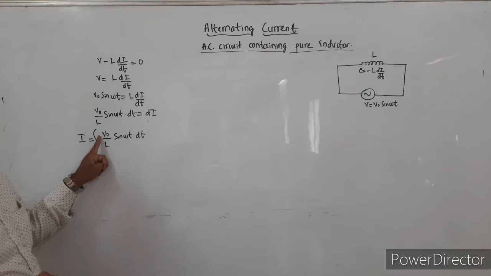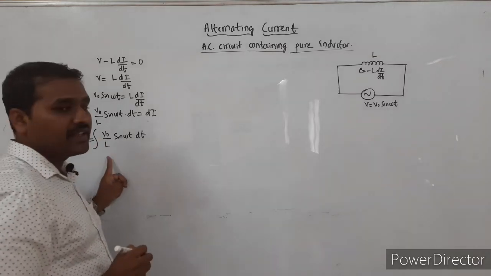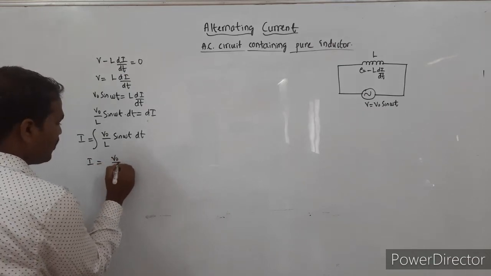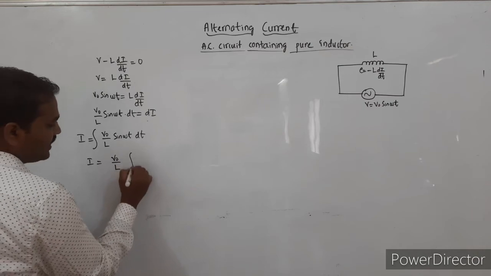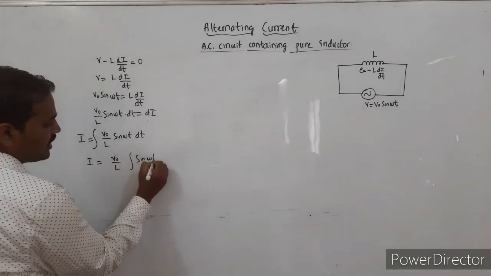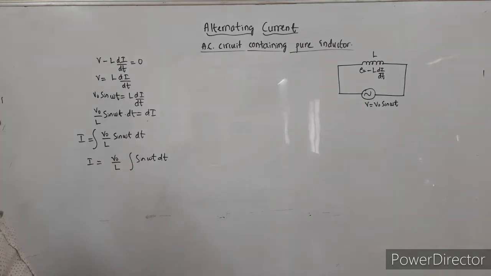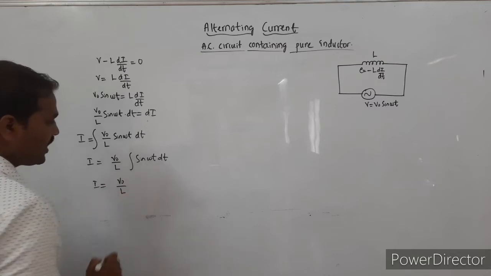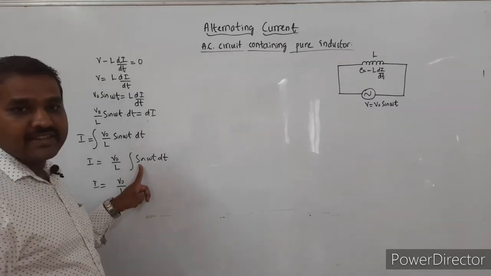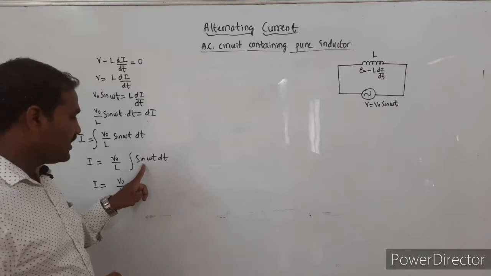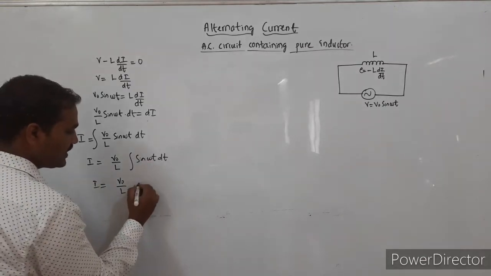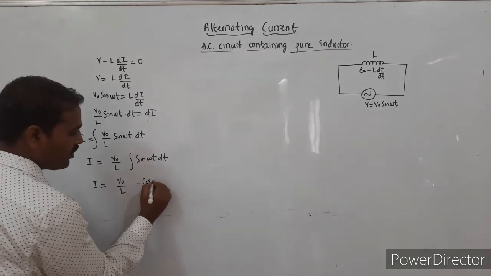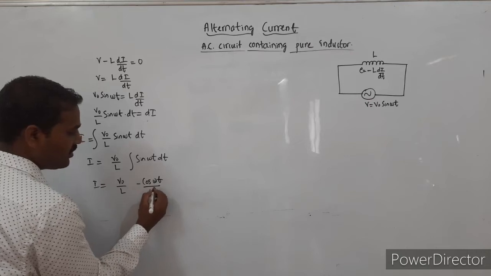We know V naught is the peak value of voltage and L is the inductance of the coil. Those are constants, so I can take them outside. I = V naught divided by L times the integration of sin omega t dt. Let us integrate this. Integration of sin ax is minus cos ax divided by a. Omega is constant here, so the integration of sin omega t is minus cos omega t divided by omega.